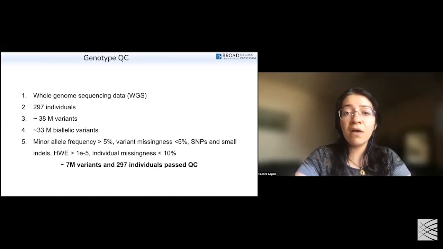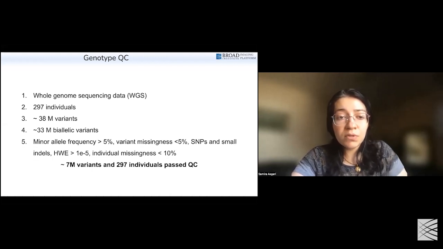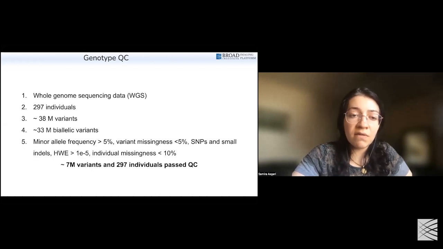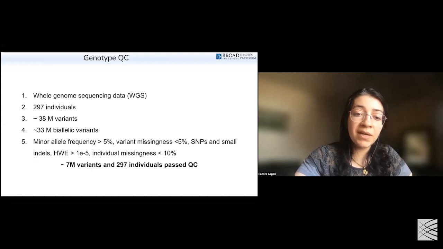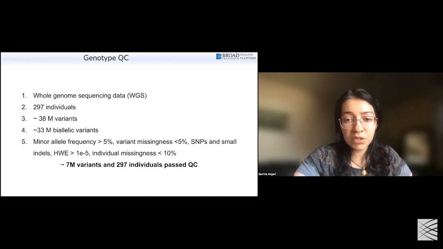And then we have the variants from whole genome sequencing. Not all 300 individuals had whole genome sequencing. About 297 of them had the sequencing information. And we started from about 40 million variants. And after running a set of standard QC steps, we ended up with about 7 million variants that are common at the population level. By common, I mean they have a frequency over 5%.